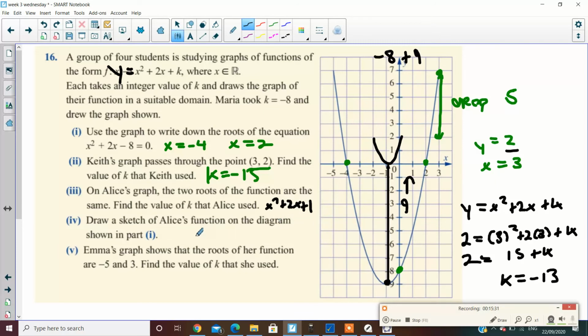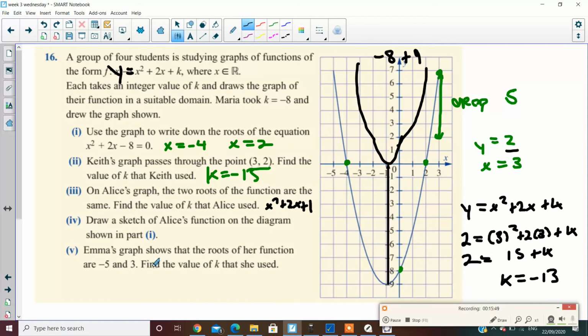Make a sketch of Alice's function on the diagram. Oh, right. All right. Just like this, really, isn't it? It says sketch, so does that have to be a work of art? Oh, something like that, isn't it? But better, yeah.